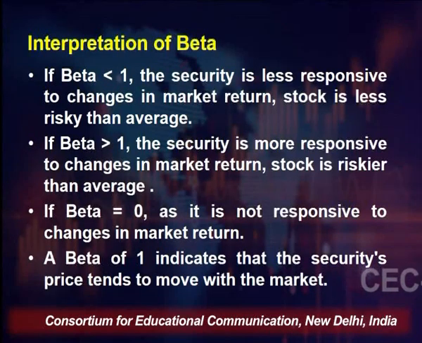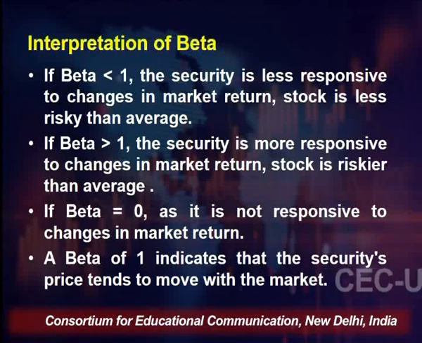If beta is 0, in practical life you don't find 0 beta, right? It is not responsive to the change in market return. Practically, by and large, it's not possible in the long run that the beta becomes 0. Whenever there is a market change, there is some response, some change in the price of the particular stock also. That's why I say it is difficult. But theoretically, you can say if the beta is 0, it is not responsive to the change in market return.